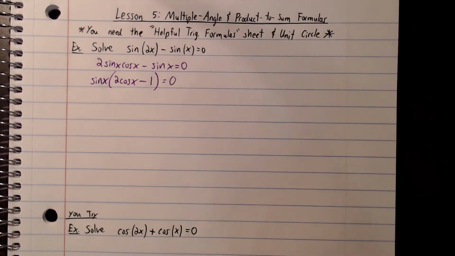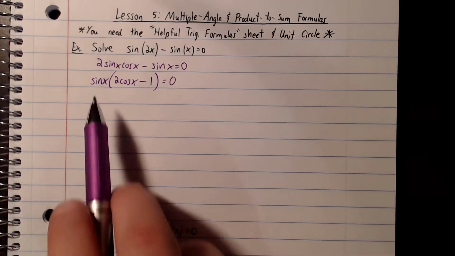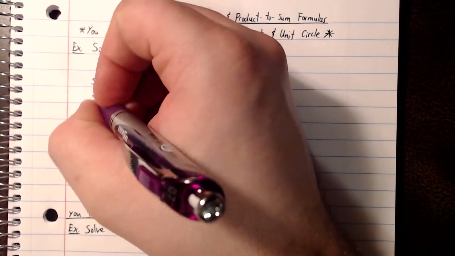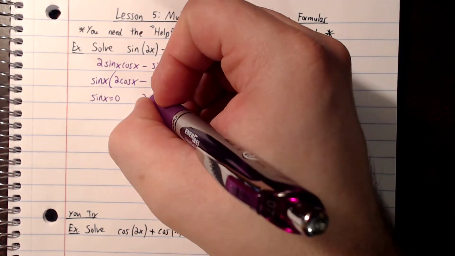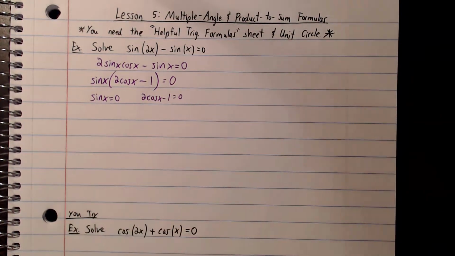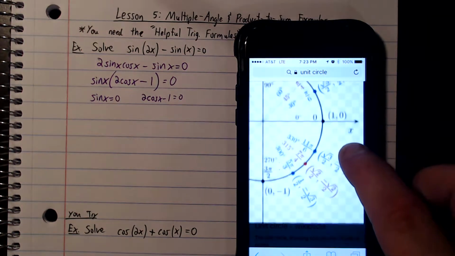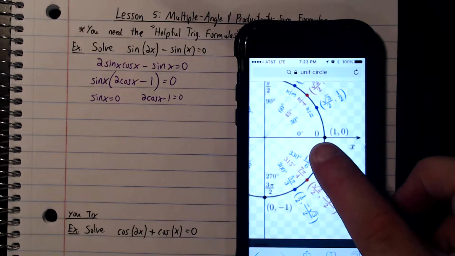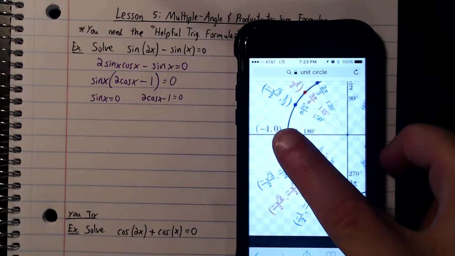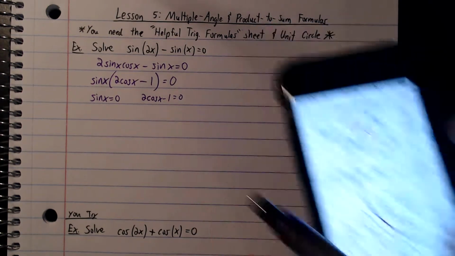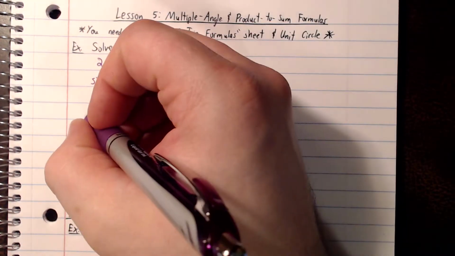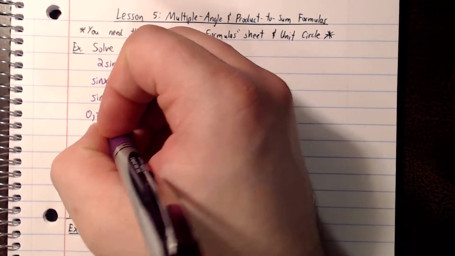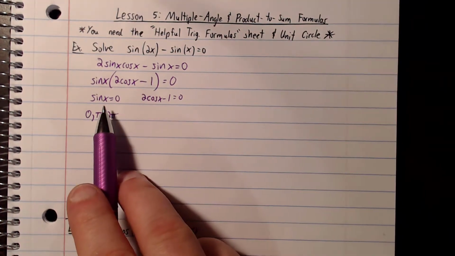And at this point, it's just like all the other problems we've been doing in this unit. We're going to set each piece equal to 0 and solve, and then check out the unit circle. Sine of x equals 0. So we want to look at our unit circle and figure out where sine, which is y, equals 0. Sine is 0 at 0 or 2 pi, and sine is equal to 0 at pi. So that one was pretty quick. We found 0, pi, and 2 pi here.